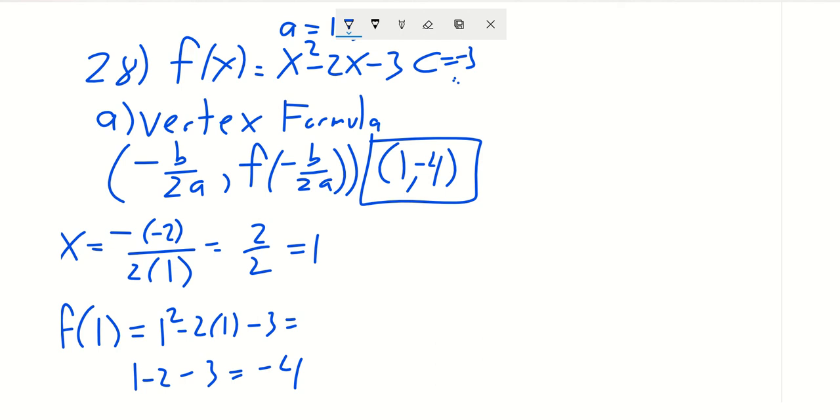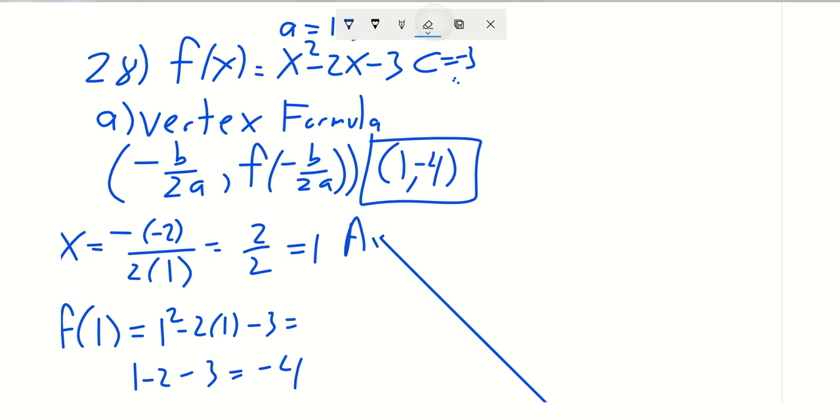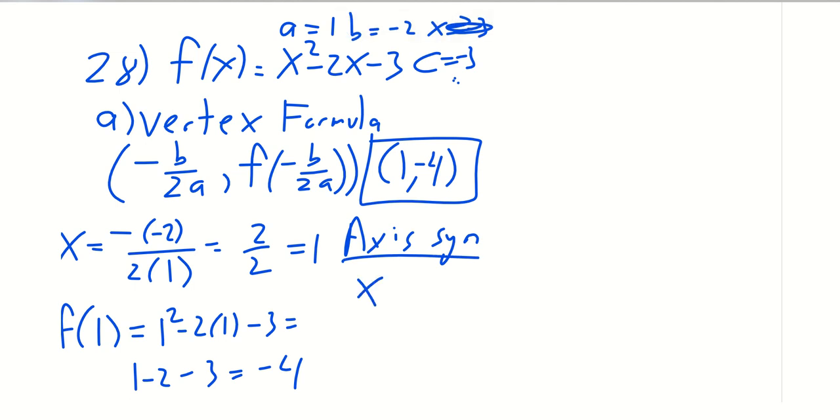I'm going to skip over to another part where they actually ask for the axis of symmetry. Remember, the axis of symmetry is always, for this, x equals the x-coordinate of the vertex. So your axis of symmetry is going to be x equals 1.